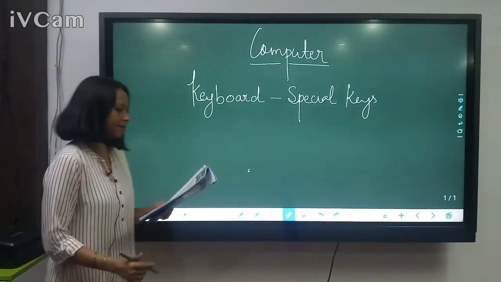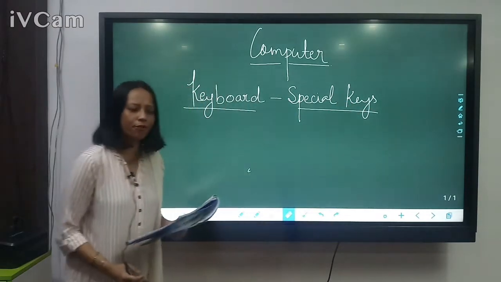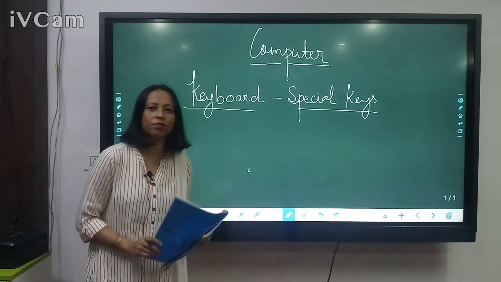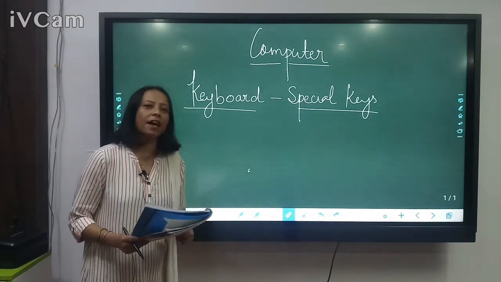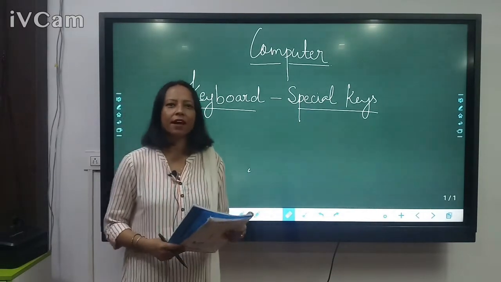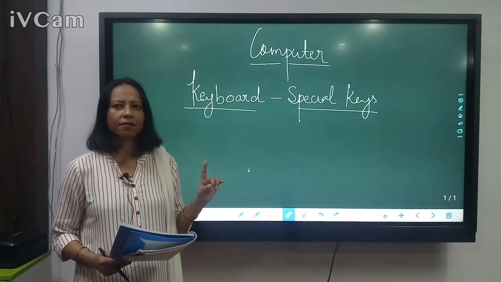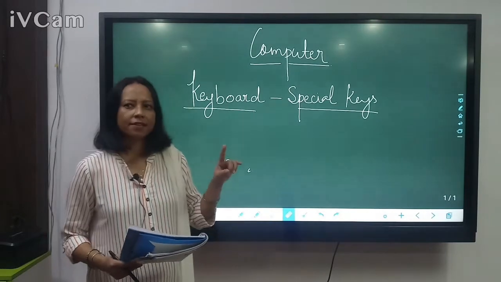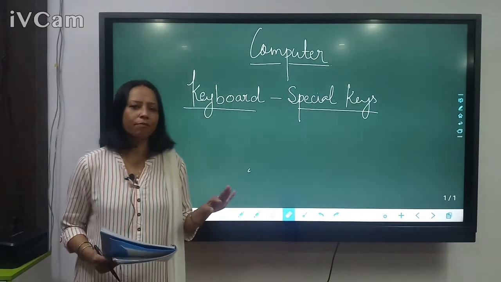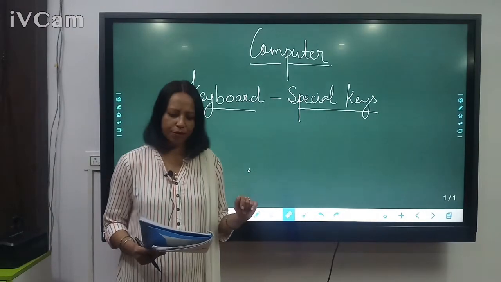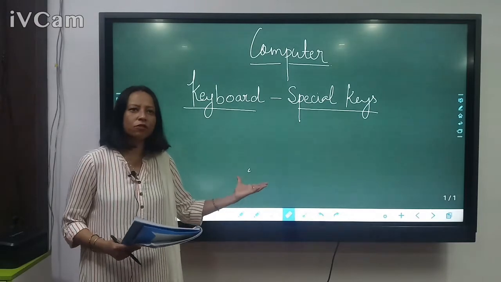Special keys. Alright, so in this chapter, this is your chapter 4, and in this chapter we are going to learn about the uses of the keyboards. As you all know, a computer has 4 main parts. One is your monitor, one is your keyboard, then you have mouse and the CPU. Alright, so what does the monitor do? It displays the work that you do.